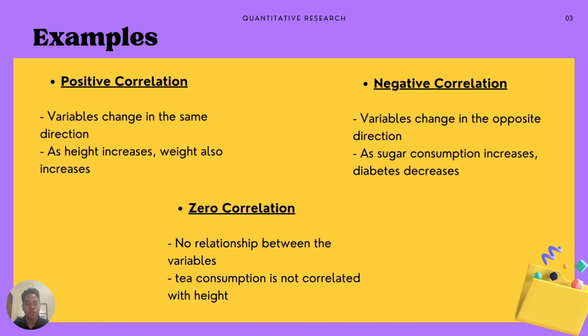And last, zero correlation. It means there is no relationship between the variables, like sugar consumption is not correlated with height.